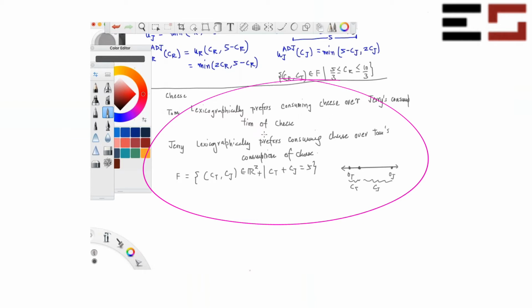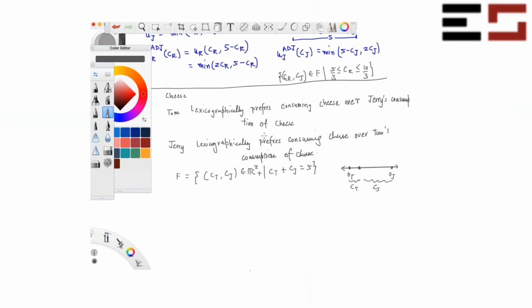So let me give you real Tom and Jerry, and then you can do this as an exercise yourself. Okay, so Tom's utility is CT minus CJ. So the higher the CJ is, the lower the utility of Tom. Okay, and you can say Jerry also has a similar kind of preference. Let's say CJ minus CT. Okay, so you see the fight here. Okay, can you just tell me what will be the set of efficient allocations in this case?